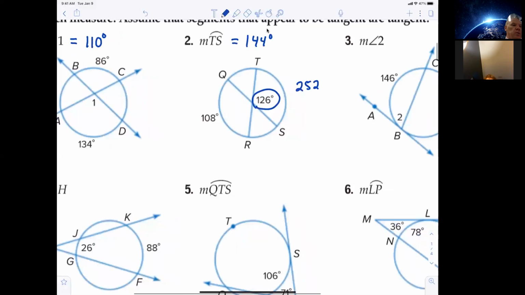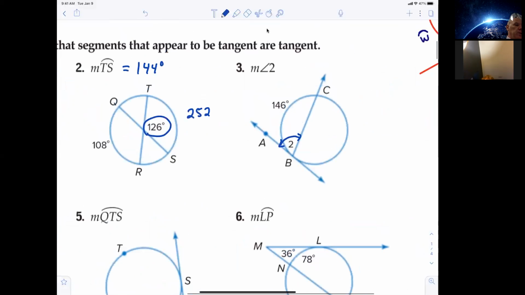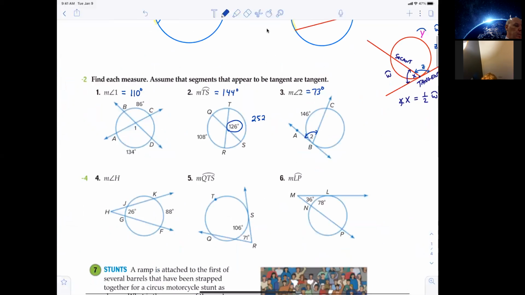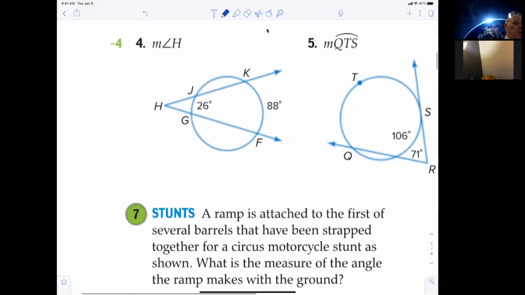144 degrees. All right, so angle 2, come on. Yeah, 73 degrees. All right, here we go. Now the measure of angle H. How much?